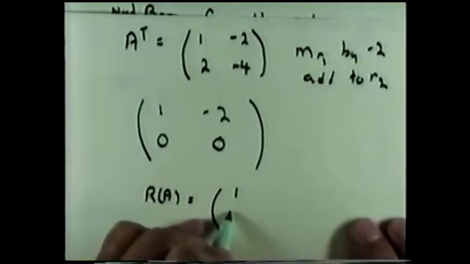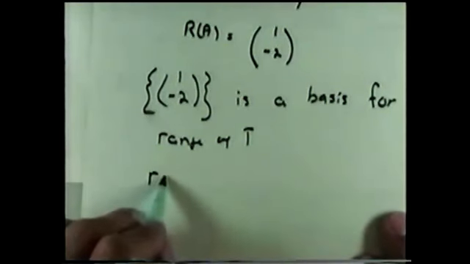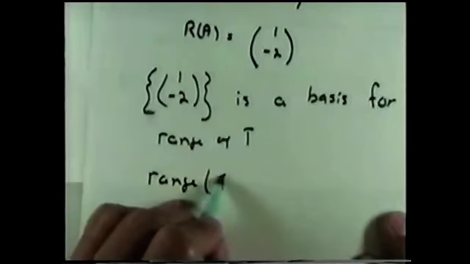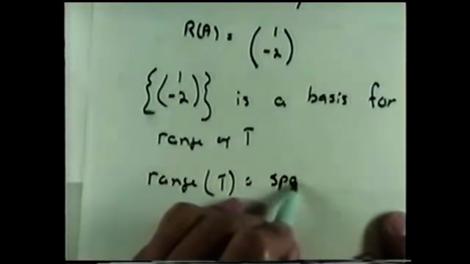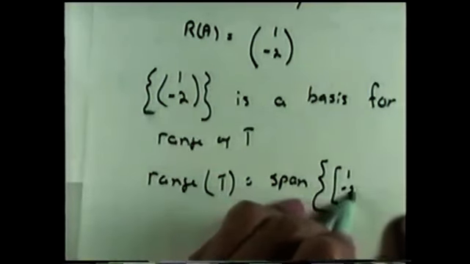So the column space of A is going to be [1, -2]. So the set containing [1, -2] is a basis for the range of T. So I can say the range of T is equal to the span of [1, -2].